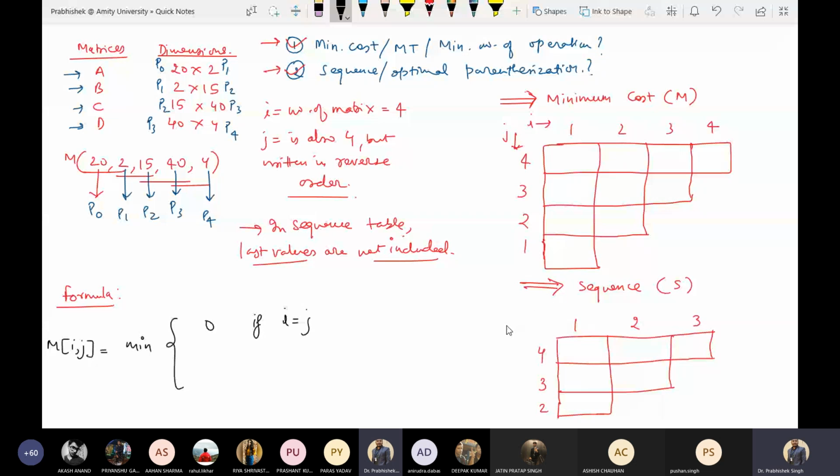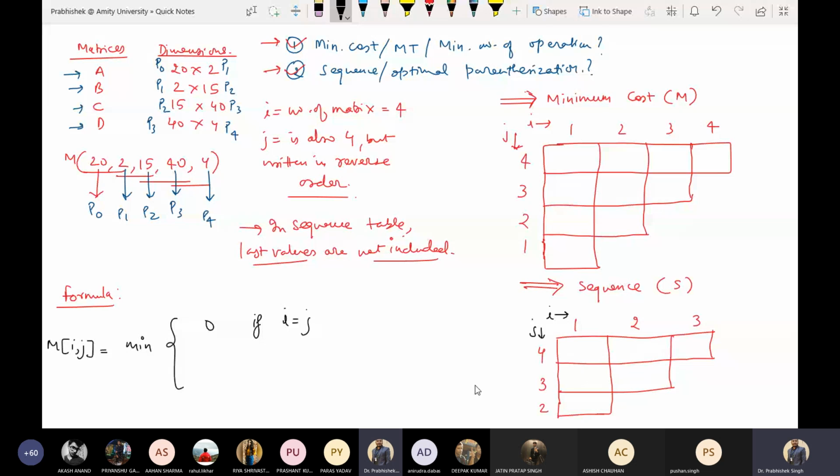I hope you are understanding this point. This is a very important point. This is i, and this is j. You have to compare these two terms. Similarly, in the sequence table also, this is i, this is j, because the sequence table and the minimum cost table are both the same. The only difference is that the last values are not included in the sequence table. Now I am telling the formula, and now you can understand why the last values are not included in the sequence table.